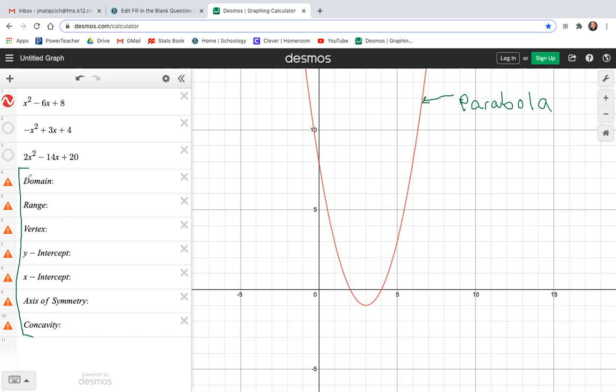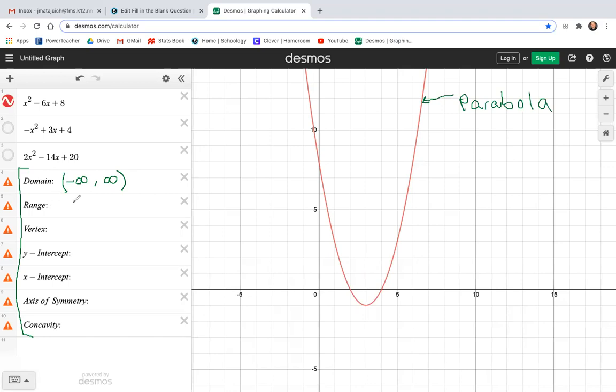The first thing I will do is the domain. The domain just means what are the x values that this function can take. And it's really simple for a quadratic function. This is never going to change. The domain is going to range from negative infinity all the way up to positive infinity. So the domain for any quadratic function is any real number.